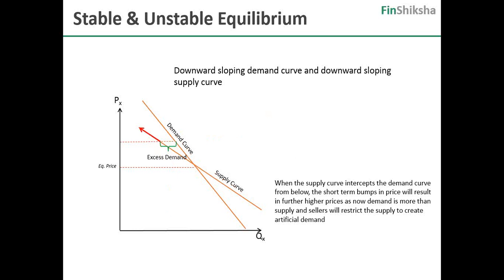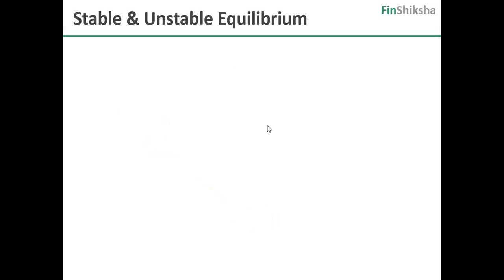Now this is an unstable equilibrium because a short-term bump in price will result in further higher prices, as now demand is more than the supply and sellers will restrict the supply to create artificial demand. An example of this could be seen in certain asset classes globally, something like real estate, where when prices go up, they keep going higher and higher, and then there is an artificial supply crunch created because of that, right? So that's an unstable equilibrium.